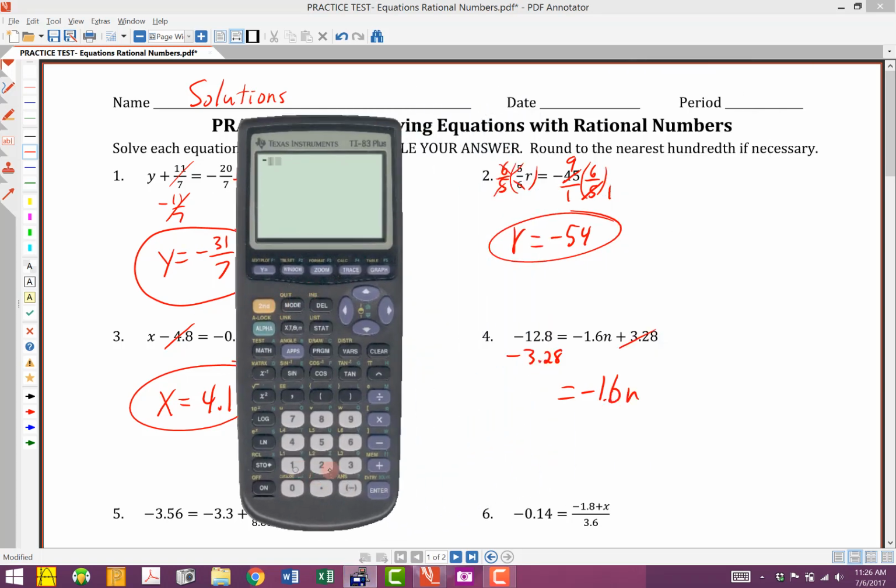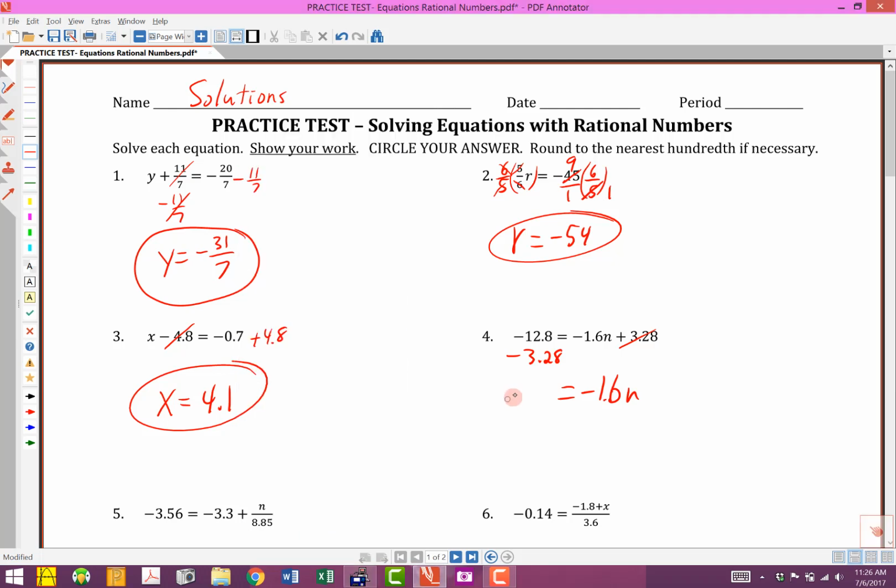So we've got negative 12.8, and then we're going to subtract another 3.28. Make sure we've typed it in there the right way. Looks good. Negative 16.08. We were expecting it to be negative because we were combining the two of those negatives. And then we're going to divide both sides by negative 1.6.